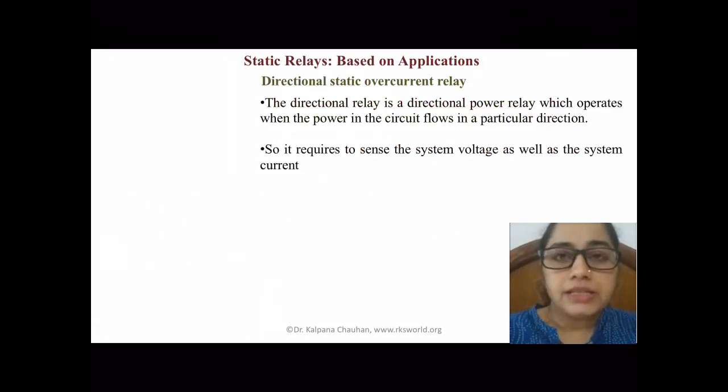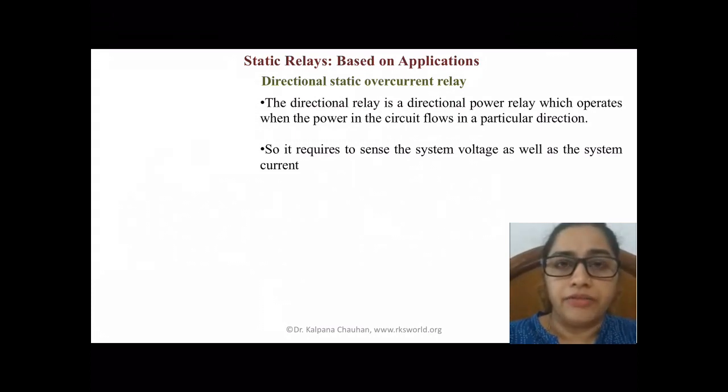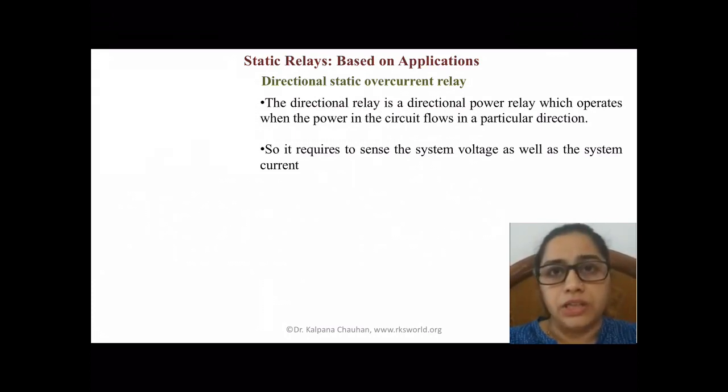The next type of relay is the directional static relay. This is definitely an overcurrent relay, but with directional capability. The directional relay is a directional power relay which operates when the power in the circuit flows in a particular direction. Because we are talking about power, there is voltage as well as current in the system that we require for actuating the circuit.